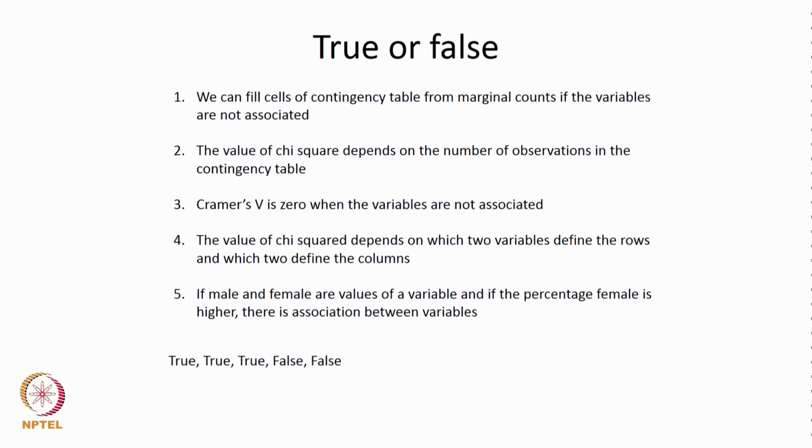The value of chi-square depends on which variables define the rows and which define the columns. It is false. If we interchange the rows and columns, the chi-square value will remain the same. If male and female are values of a variable, and the percentage of females is higher, is there an association between variables? We cannot say that. It could be false, because the other variable could be such that there is no association between male and female with respect to the other variable.